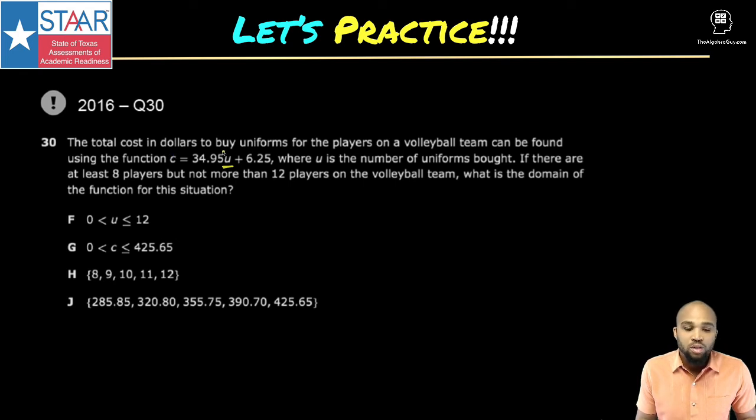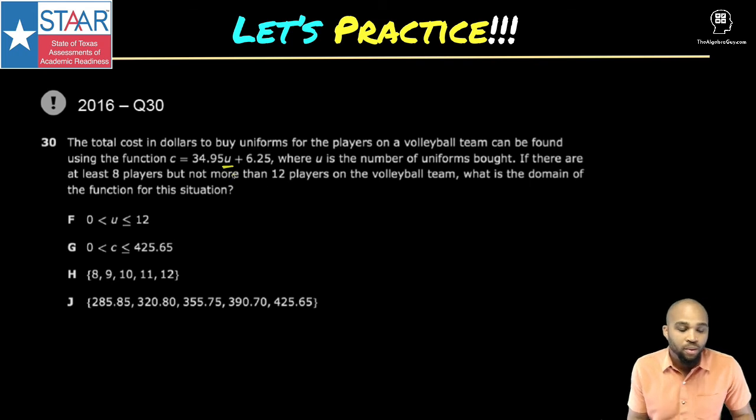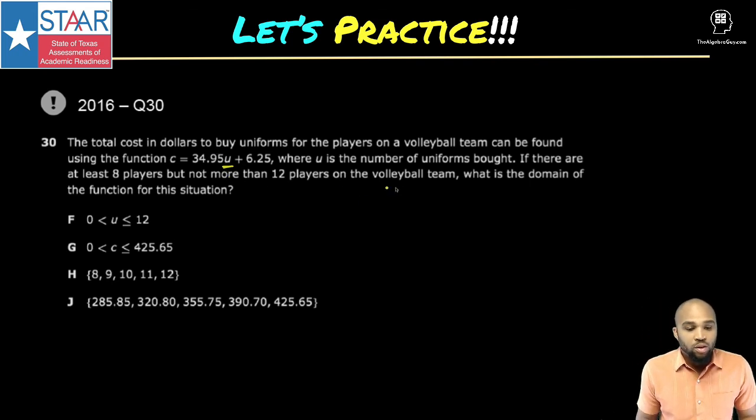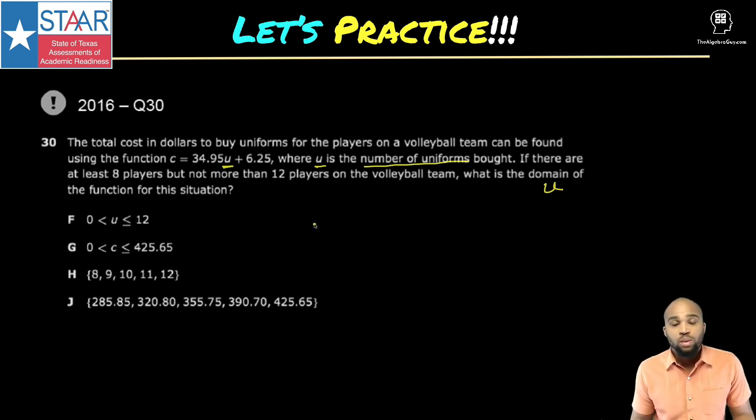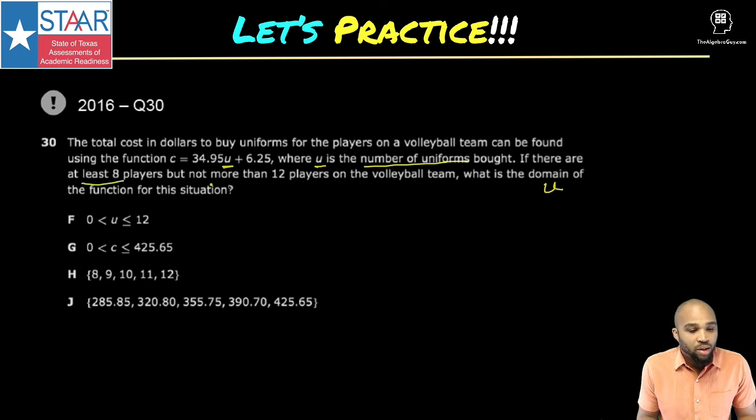the number of uniforms will determine the cost. The cost doesn't determine the number of uniforms. The cost is going to come from the number of uniforms you get. So the uniforms have to go first. That's my domain. This U is my domain, the number of uniforms. So I'm not even concerned about cost. I'm just looking at the number of uniforms. So what's the smallest number of uniforms and what's the greatest number of uniforms? Well, they said at least 8 players, but no more than 12. So which is the correct answer?